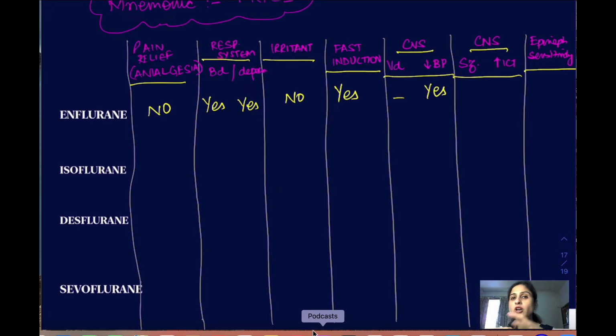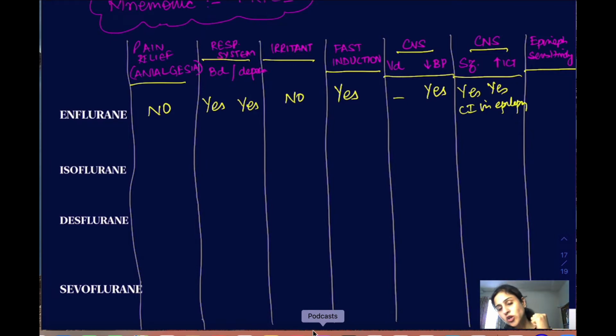Now, for the central nervous system, it is important to see if anything is causing seizures or raising the intracranial tension. Obviously you will not use it in patients with a history of epilepsy, or when you want to perform some neurosurgery, where we will not prefer such a drug. Yes, this causes seizures, and yes, this raises the intracranial tension. For this reason, it is contraindicated in patients with epilepsy, because it increases the propensity to cause seizures.